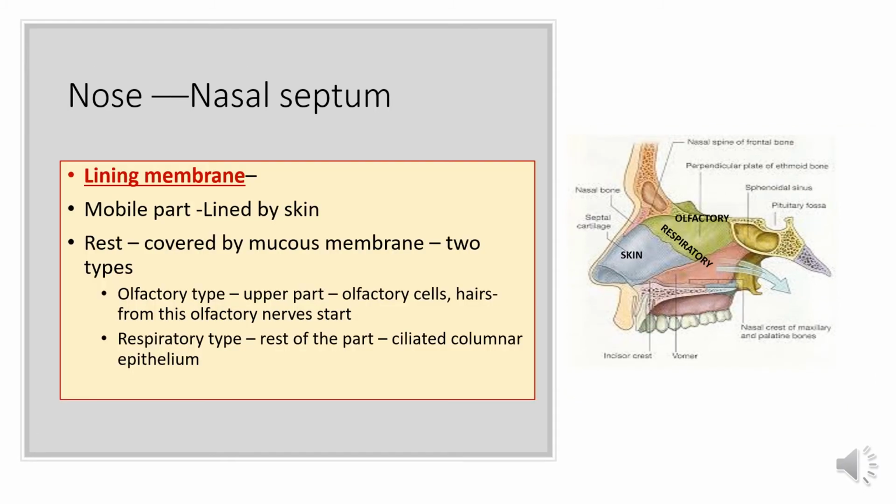Coming to the lining membrane of the nasal septum, it is lined by mucous membrane, and the mobile part, the anterior part, is lined by the skin, and the rest of it is covered by the mucous membrane, which is of 2 types. One is the olfactory type, which you will see in the upper part, where the olfactory cells, hairs and the olfactory nerves start, that pass through the cribriform plate of ethmoid bone to join the olfactory bulb. Then the rest of it is the respiratory type, that is lined by ciliated columnar epithelium.